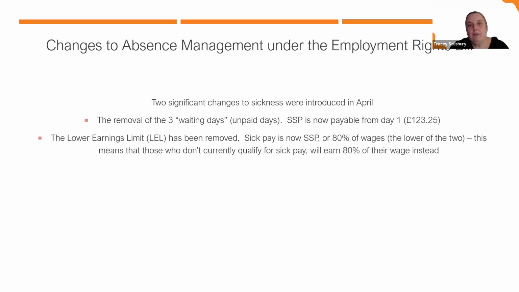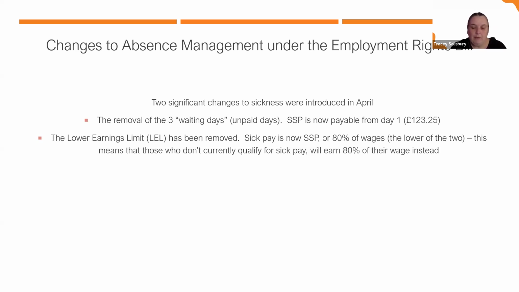So if you have a member of staff, for example, who earns £100 for working 2 days a week for you, in the old days, they wouldn't have got paid if they went sick, because they wouldn't have met that lower earnings limit qualification. Now they will get 80% of their pay. So their wages for coming to work that week would be 100%. Their wage for being sick that week would be 80%. So that is a really big financial cost that you need to be aware of, that previously would not have applied to your company. That obviously is now an issue.